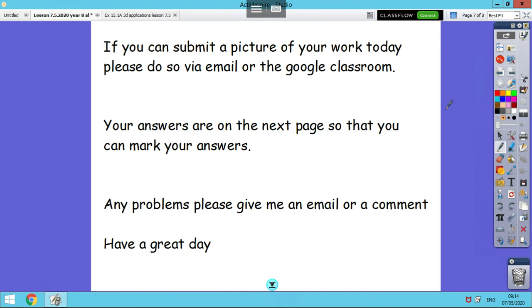Now, Liam, if you're having trouble submitting a picture, you can always just write your answers on a Google document and share it with me. I don't mind if you do that because you've had problems in the past doing it, haven't you? So if you need to, write your answers on a Google Doc for me and just share it with me. And if that's easier, that's fine, okay? So submit a picture of your work today. Please do so via email or the Google Classroom. Your answers are on the next page so that you can mark your work, okay? So they're on the next page so you can mark it yourself and check if you've got it right.